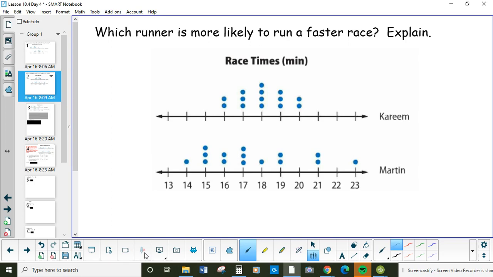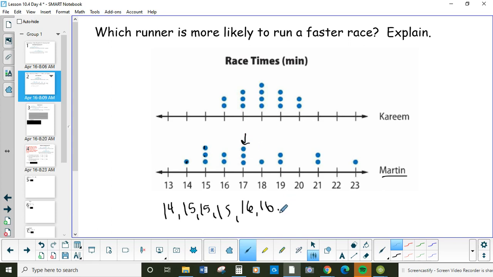If I were to find the median for both these guys, say, the median for Martin, and I'll write this one out this time instead of using a double dot plot. Let's look at the median for Martin. So this dot right here means Martin ran the race in 14 minutes one time. These dots here mean he ran it in 15 minutes 3 different times. It took him 16 minutes on 2 different occasions.